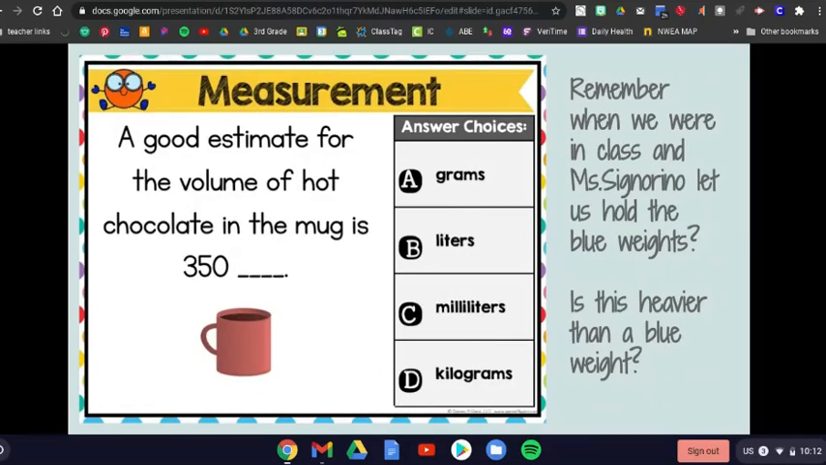You have a question about measurement. When we were in class last, we talked about some measurement of grams, and Ms. Signorino let us hold the weights. And that's for the weight of something. This is asking about the volume of the liquid on the inside. A good estimate for the volume of hot chocolate in the mug is 350 blanks.